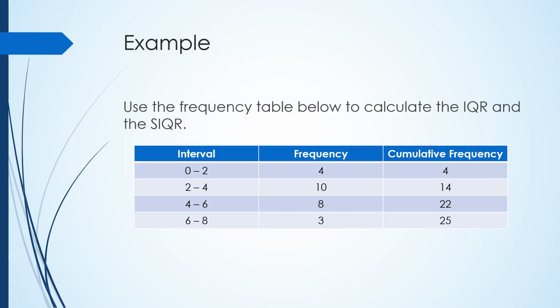For now, focus on using the formulas to determine where the quartiles are positioned. Once we have those positions, we can use the provided ogive to estimate the actual quartile values and calculate the IQR and SIQR just like before.